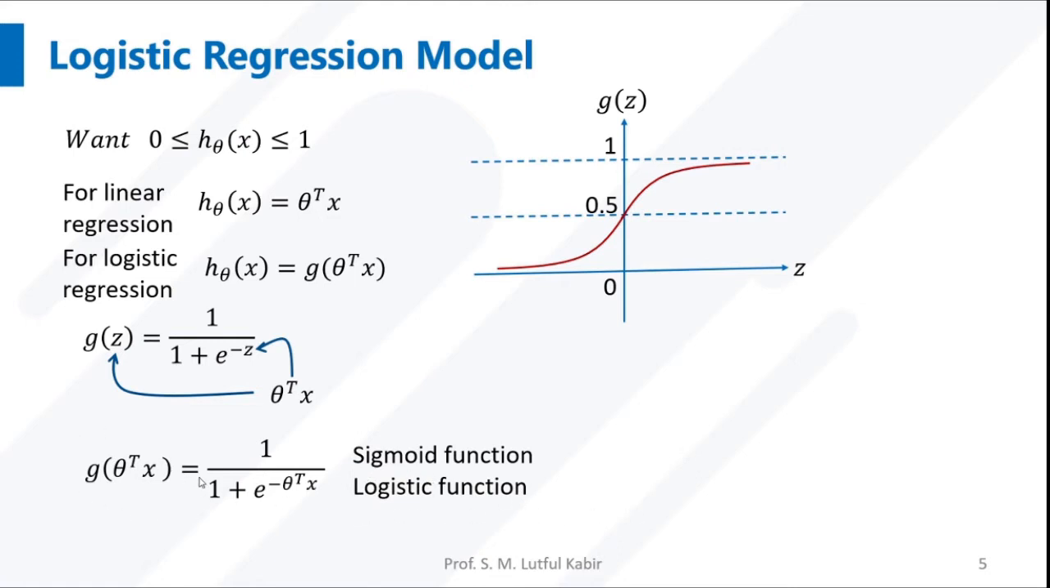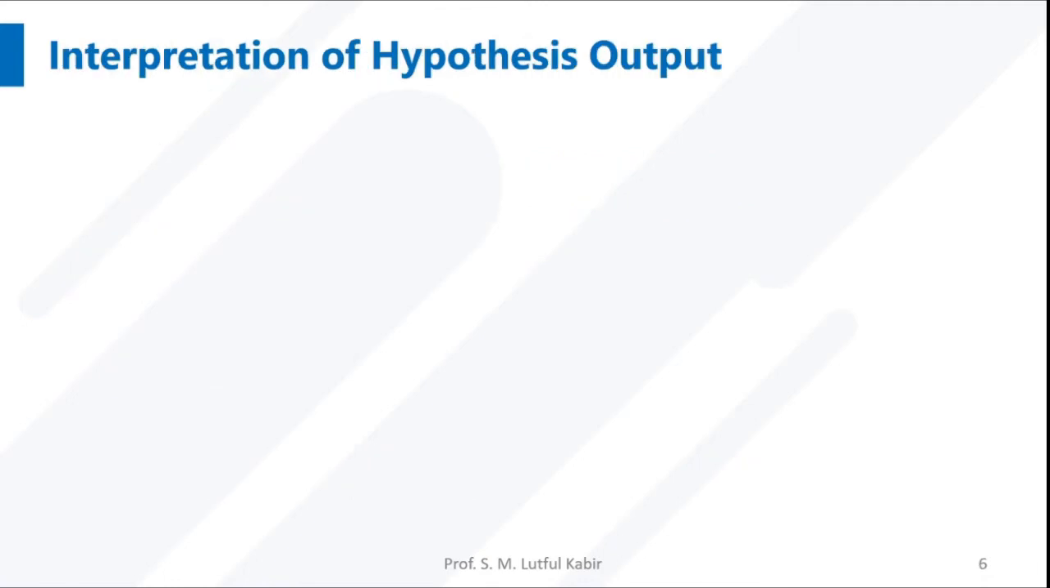And if we use this function as the hypothesis equation, then it will fit the requirement, which is that the value should be between 0 and 1. We have not yet considered how to find theta, that means the parameters. In the case of logistic regression, we will also discuss how to find theta if h theta is given by g of theta transpose x, which is nothing but 1 over 1 plus e to the power minus theta transpose x. Before we discuss the method of finding theta, let us discuss the interpretation of the hypothesis output.